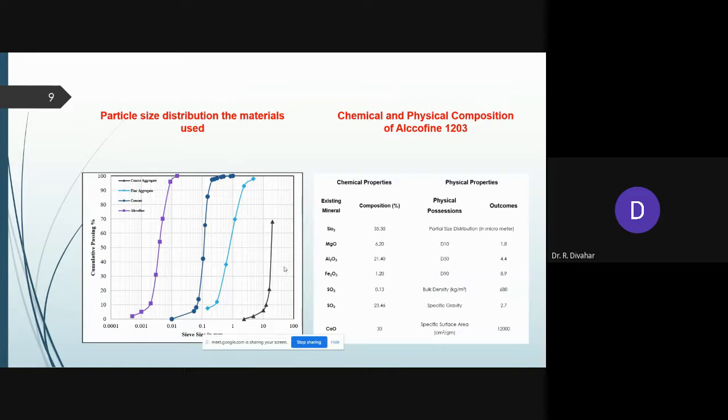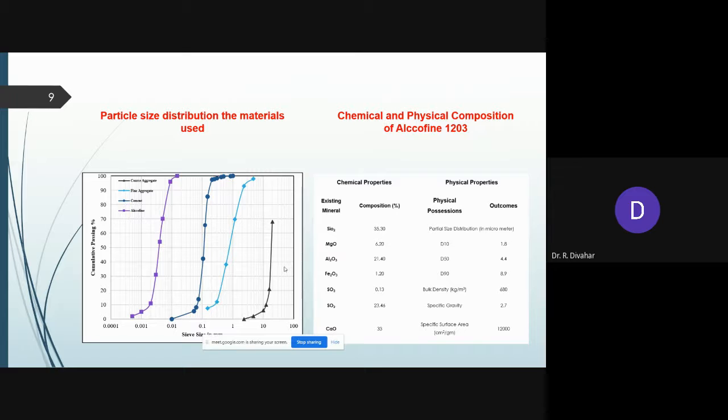Material tests: we did various tests for the materials. For example, for cement, we did soundness test, initial setting time, final setting time, specific gravity and consistency. I have not projected these in the slide due to time constraint. For fine aggregate, we did fineness modulus, specific gravity and density. Similarly, for coarse aggregate, I did fineness modulus, specific gravity and impact value.